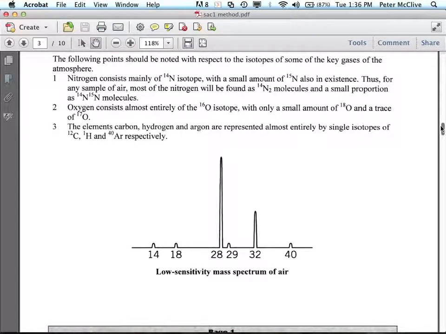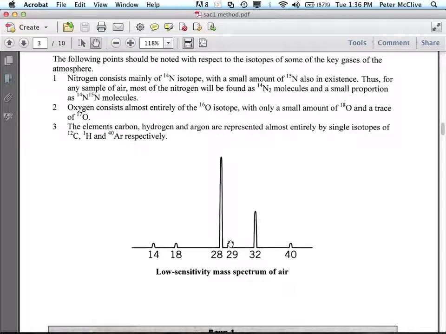nitrogen key gases, but there's also some 15. Okay, so there's a fair bit as two lots of N14, but there's also some that's N14 and N15. And would that be the number 29? And that would be the number 29. Much less. Most of it is two lots of N14, adds up to 28. Some of it is 29. Okay. Hang on, look, there's lots of clues in here.